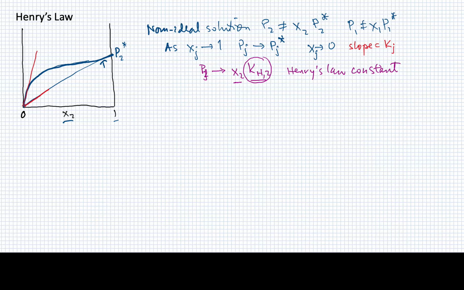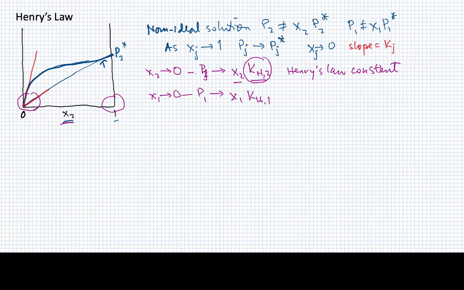All right, so we can also equally well write that P1 goes to x1 kH1. But now, mind you, this is in the limit of x2 going to 0, and this is in the limit of x1 going to 0. So what I've drawn here is x2 going to 0 at this end, because I've got x2 as my horizontal coordinate. For x1 going to 0, it would be at this end of the curve, and I haven't drawn that for you. So I'm focusing on kH2 for now.